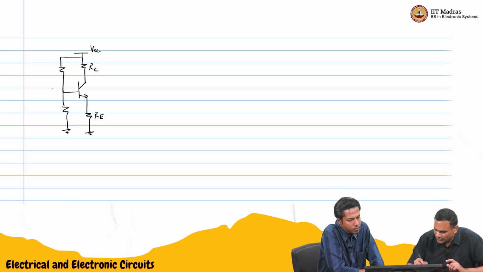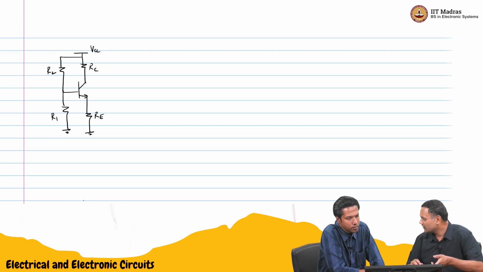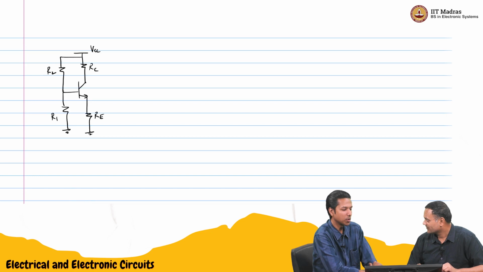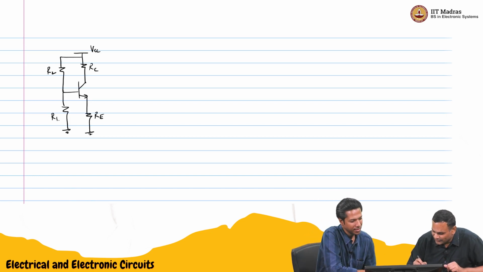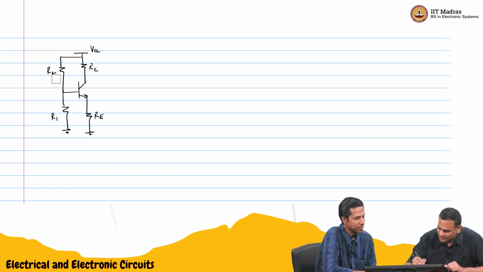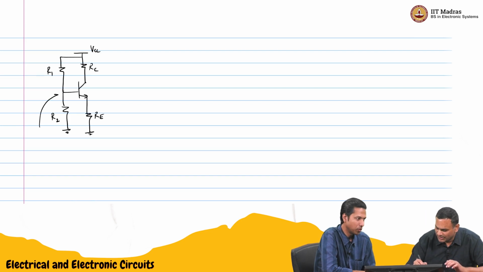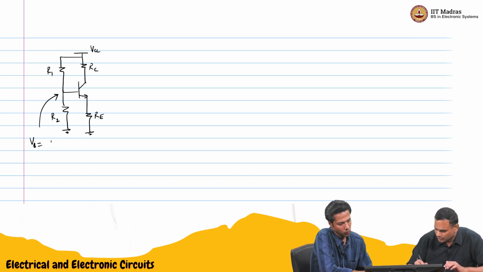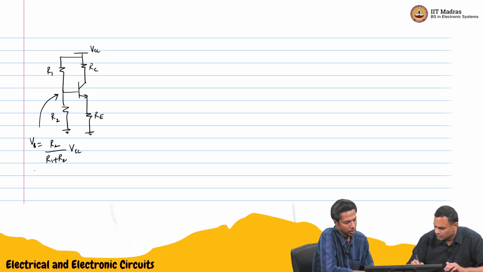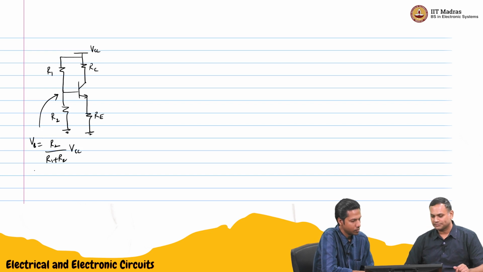I don't know if we used R1 and R2 the other way, do you remember? Not sure, but I think we used it the other way. So let's not confuse them. We did it like this: R2 by R1 plus R2 times VCC is the base voltage, VB.